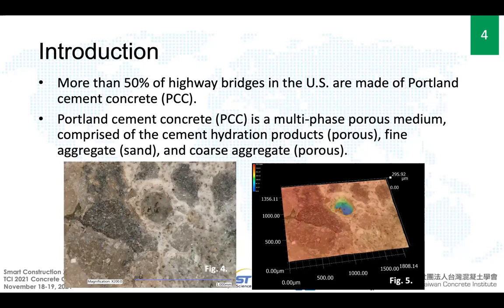Now, more than 50% of highway bridges in the US are made of Portland cement concrete. Portland cement concrete is a multi-phase porous medium. It's basically made of cement hydration products, fine aggregates and coarse aggregates. Due to the cement hydration process, a porous medium will be formed at the end of this cement hydration.